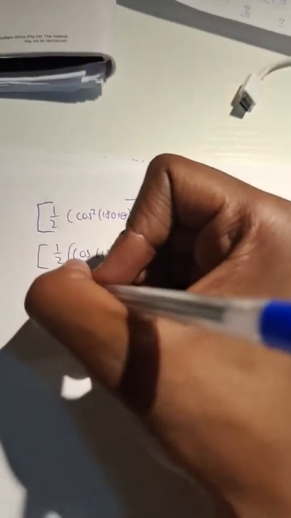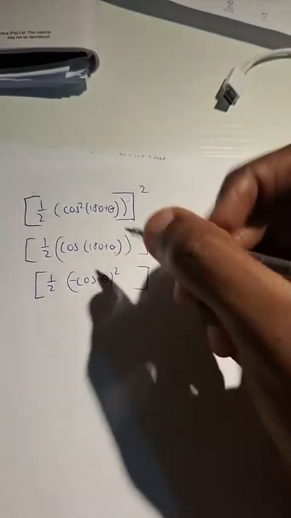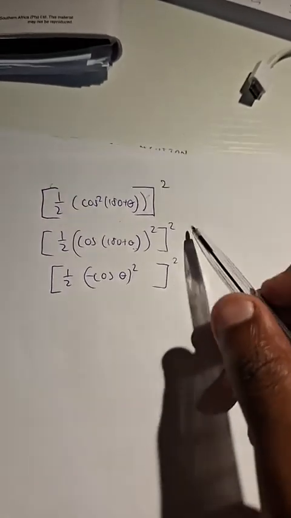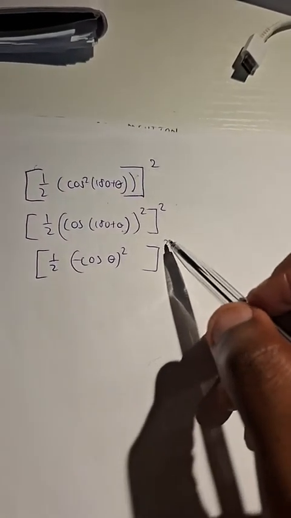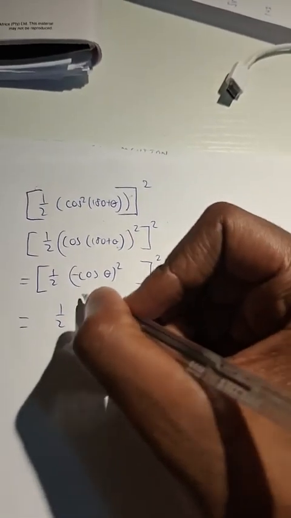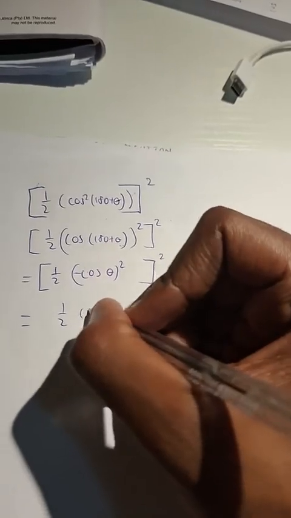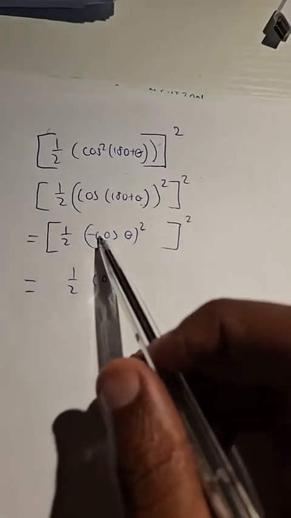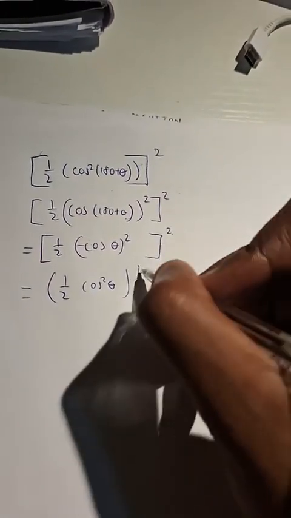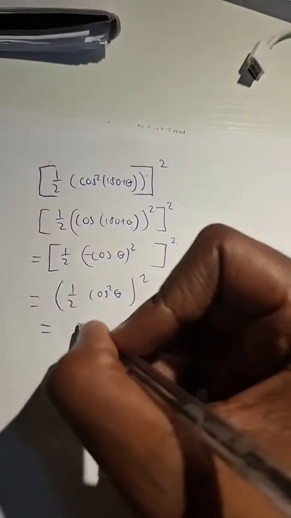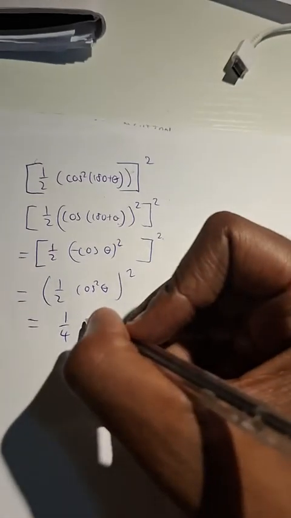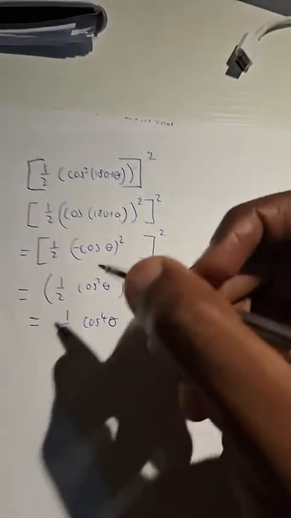The half is obviously unaffected by the square that applied to the trig ratio. But then there's the square that was outside that will affect everything inside. So the half squared gives a quarter, and the square gives positive cos squared theta, because the negative becomes positive. Then remember you have this outer square, which needs to be applied to everything. So that would be 1 over 4 cos to the power 4 theta.